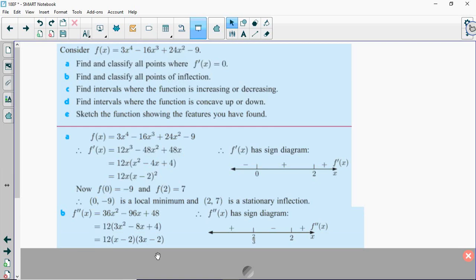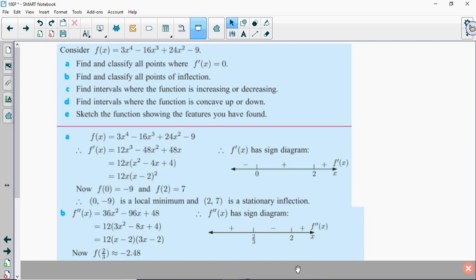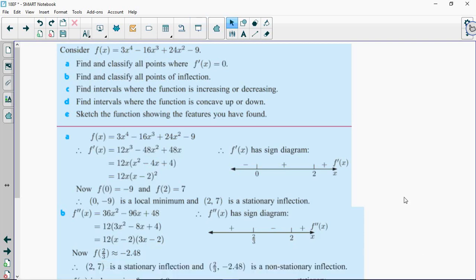Great. So we take our second derivative. That also factors very nicely, giving us a sign diagram over here. And we see that the sign is changing at both points, at 2/3 and at 2. So 2 is our stationary point of inflection. 2/3 is our non-stationary point of inflection.